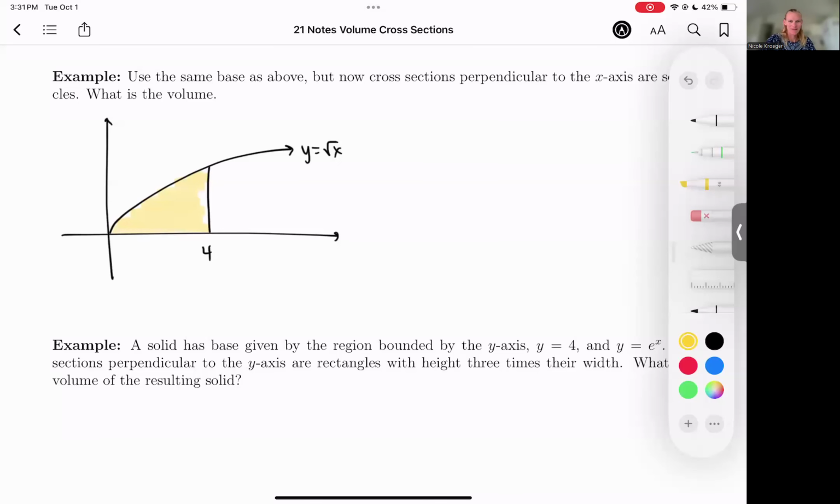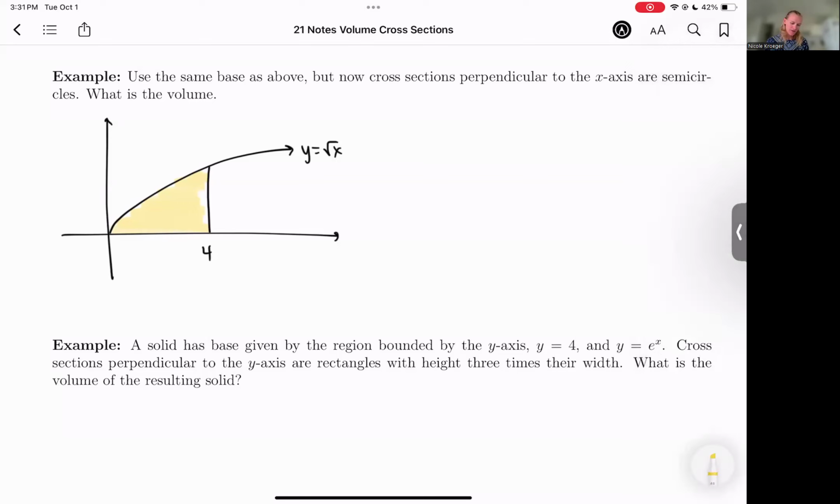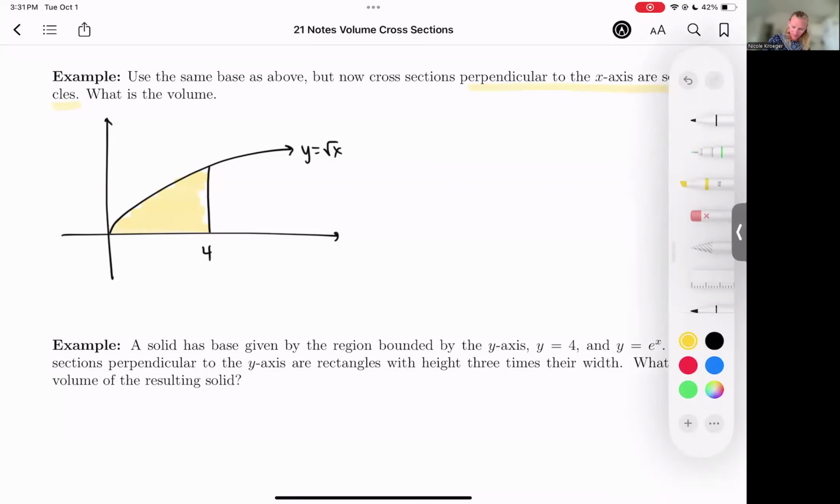We're going to do a few more examples here with finding volume from cross sections. So in this problem, we're using the same base as above. So I've redrawn it, that square root of x bounded by 0 and 4. Now cross sections perpendicular to the x-axis are semicircles. So what this means now is if I make slices across the x-axis, then what's popping out of the page at me is a semicircle.